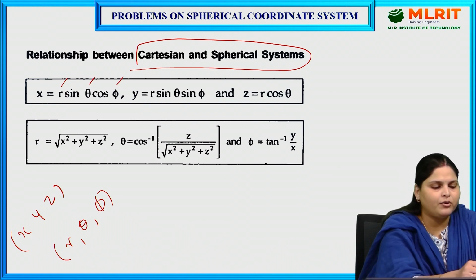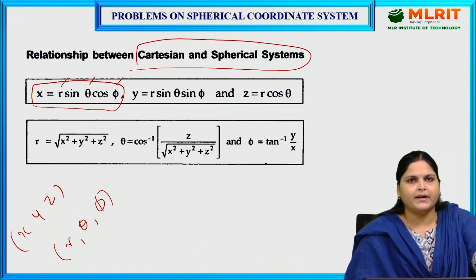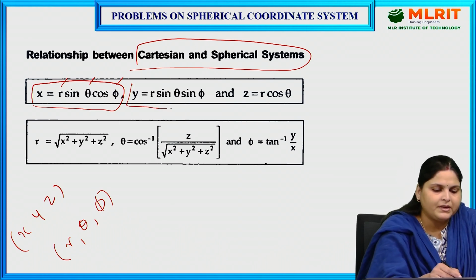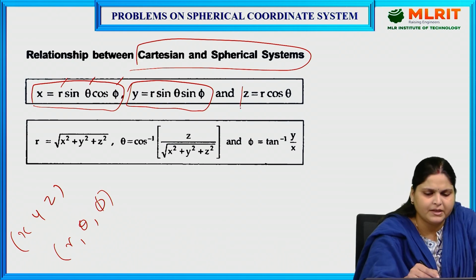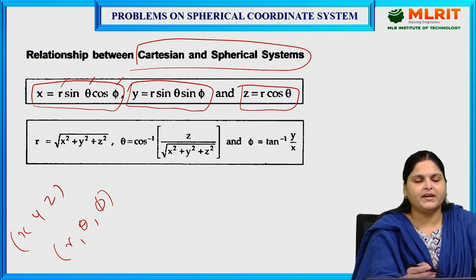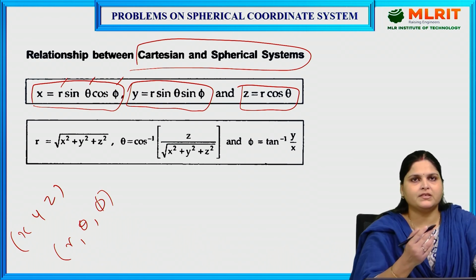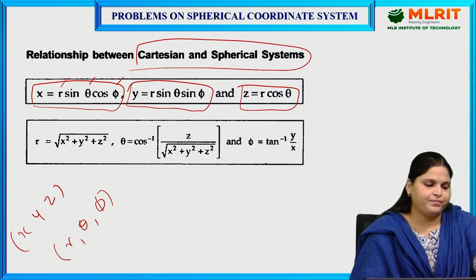We can find out x by using this formula, r sin theta cos phi. y can be written as r sin theta sin phi, and z can be written as r cos theta. This we already had discussed in detail when we discussed the spherical coordinate system in the previous session.